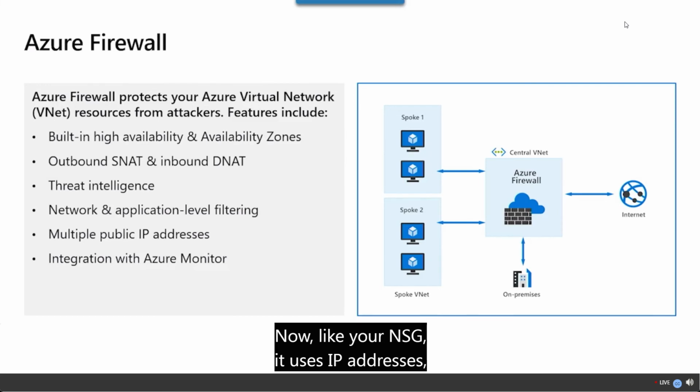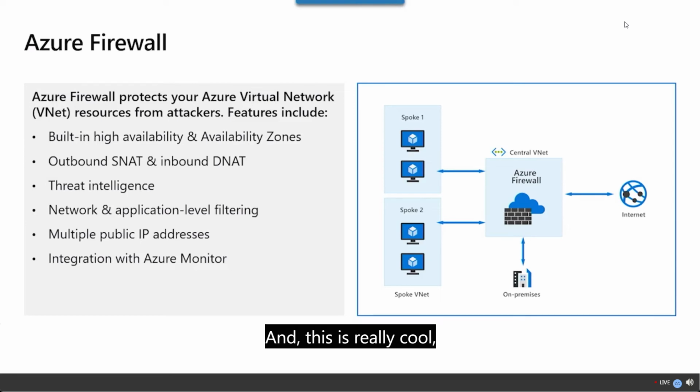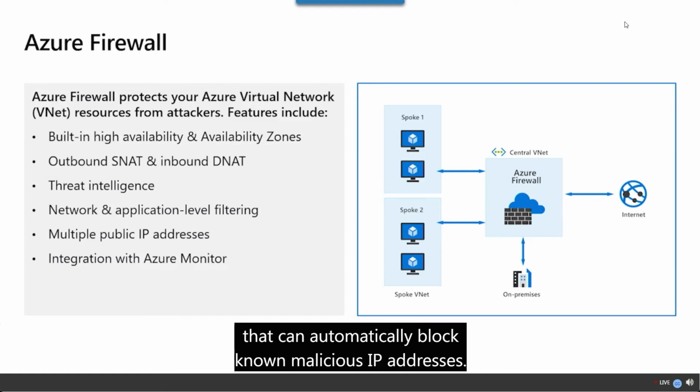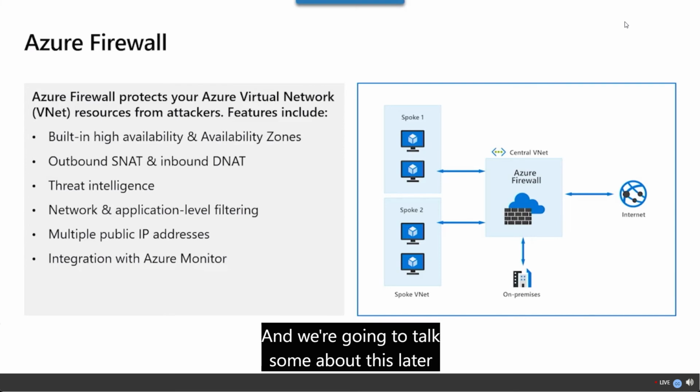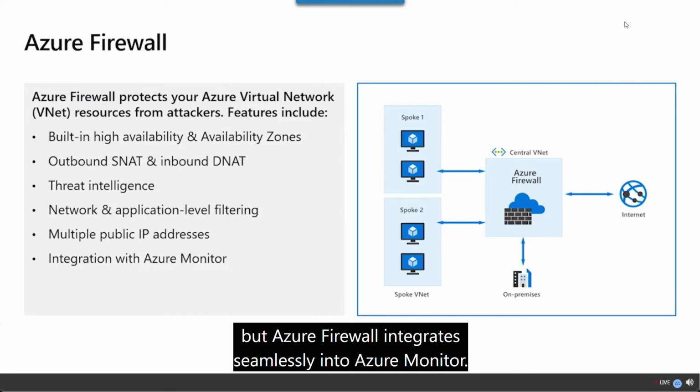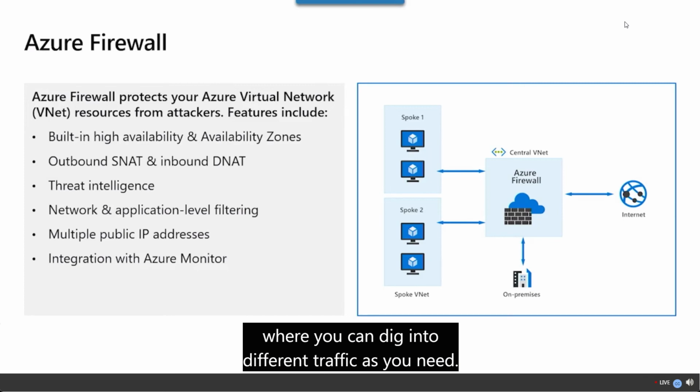Now, like your NSG, it uses IP addresses, ports, and protocols for filtering. And this is really cool. It has built-in threat intelligence detection that can automatically block known malicious IP addresses. And we're going to talk some about this later on in the monitoring tools, but Azure Firewall integrates seamlessly into Azure Monitor. So you're going to have access to all of the logs where you can dig into different traffic as you need.